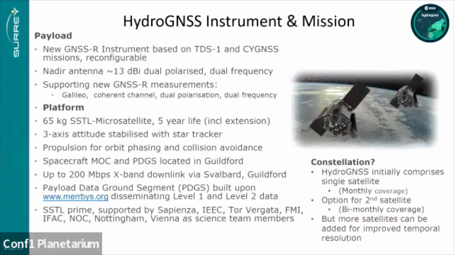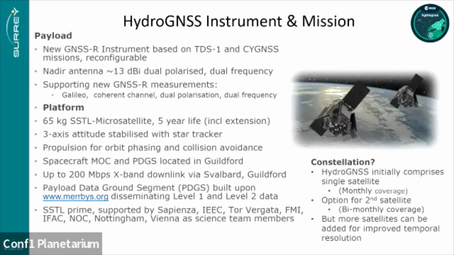So just a few words on the instrument and mission. It's an instrument that's based on the instrument we designed for TDS-1 Cygnus. It's got a 13 dBi nadir antenna. It's dual frequency, dual polarized, and it's supporting new measurements, including Galileo, coherent channel, dual polarization, dual frequency. It's a 65 kilogram microsatellite, highly accurate attitude determination with star tracker. It's got propulsion. The mission operation and the payload data is located in Guildford. We're using Svalbard to give us short delays from delivery of the data. And we're working closely with our science partners in putting together the payload data ground segment.